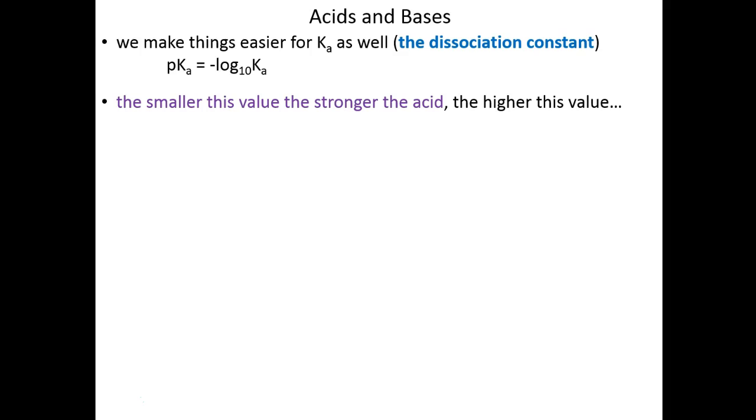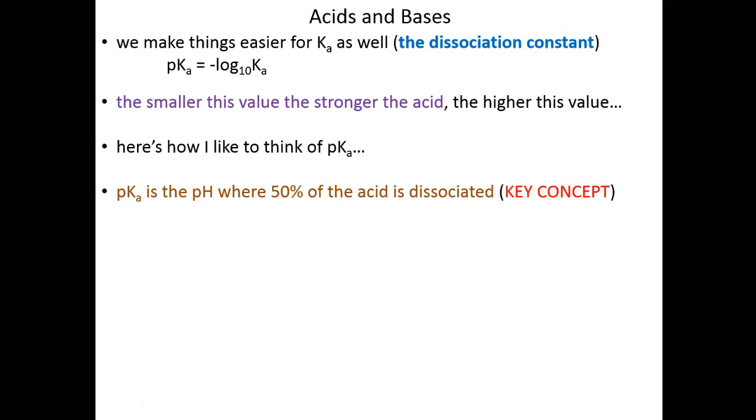The smaller the pKa value of a molecule, the stronger of an acid it is. Small pKas mean strong acids. The higher the pKa value, the weaker that acid, or the stronger the base. So here's how I like to think of pKa. pKa is defined as the pH of a solution where 50% of the acid is dissociated. Now that's a key concept to keep in mind, and I'll say it again.